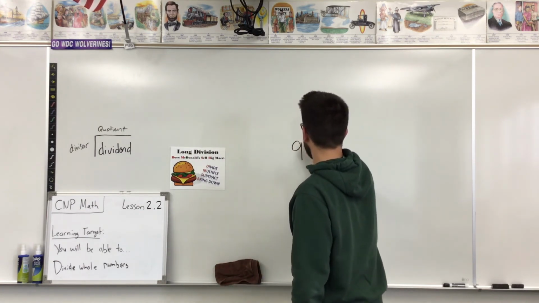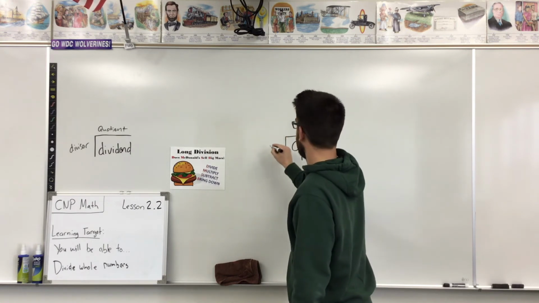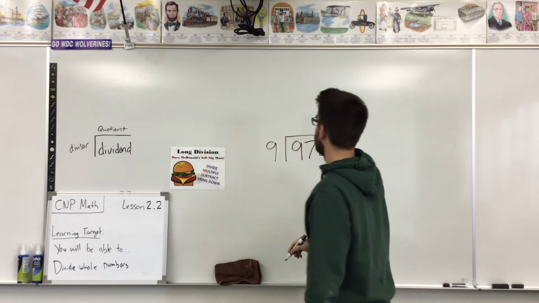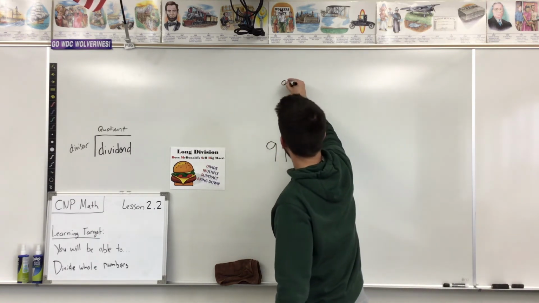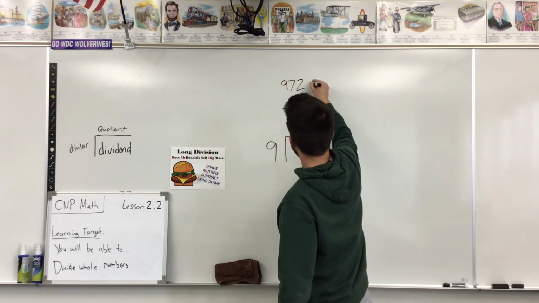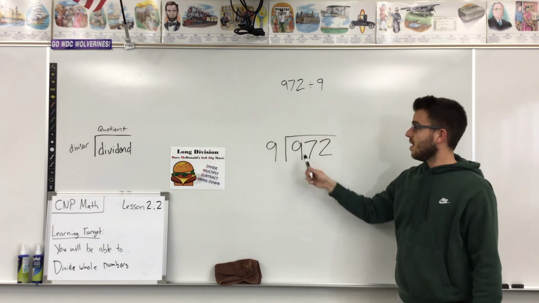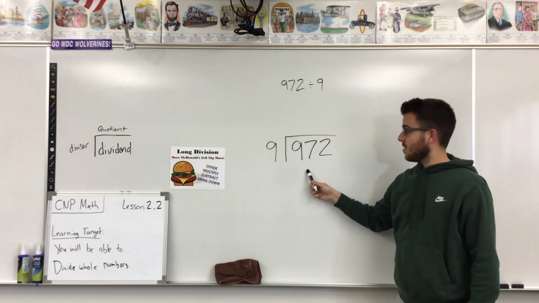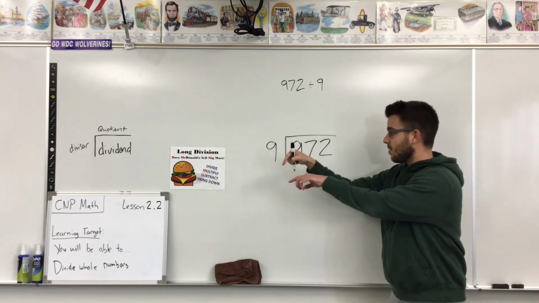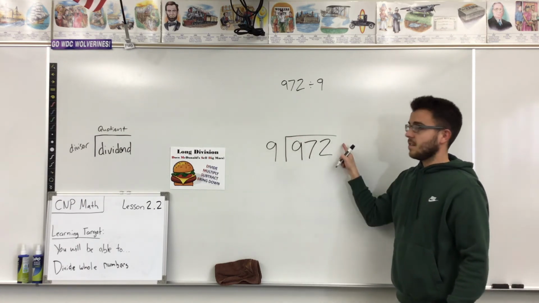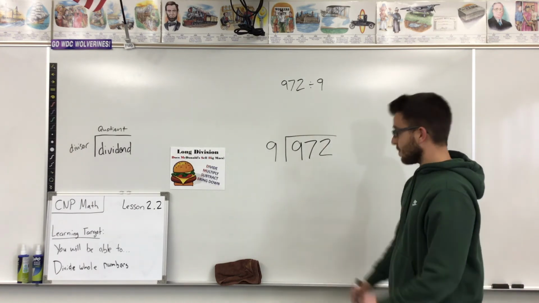Let's try another one: 972 divided by 9. Notice how the first number is our dividend underneath the thingamajig with two sides, and our second number is the divisor on the outside of that symbol. All right? Let's go to the steps here.